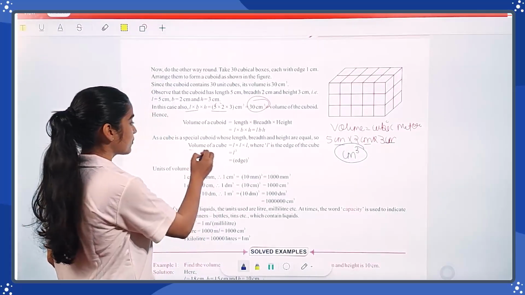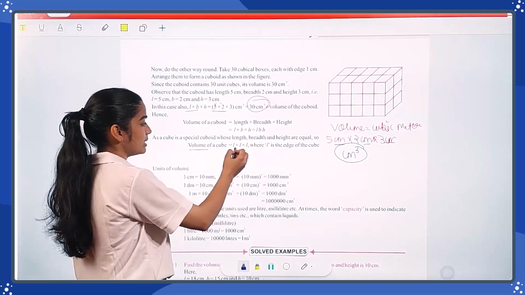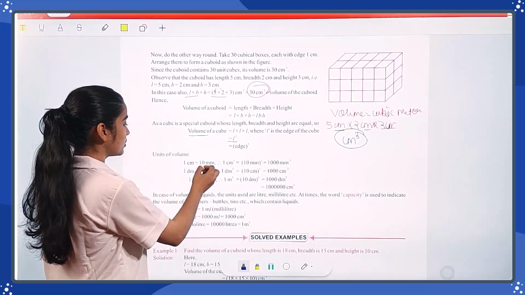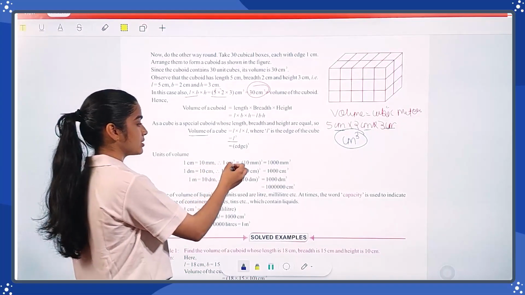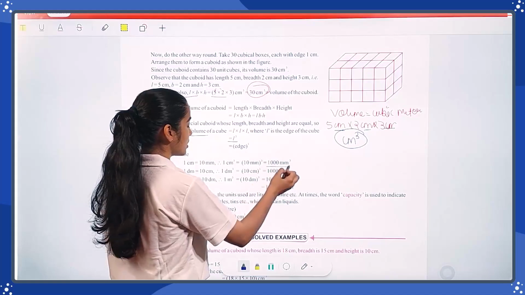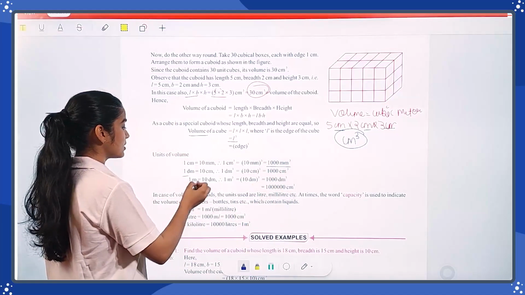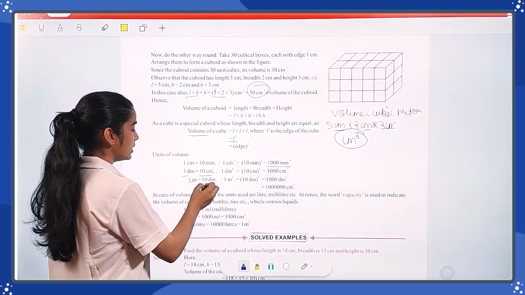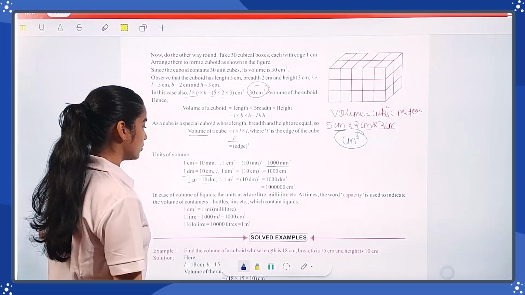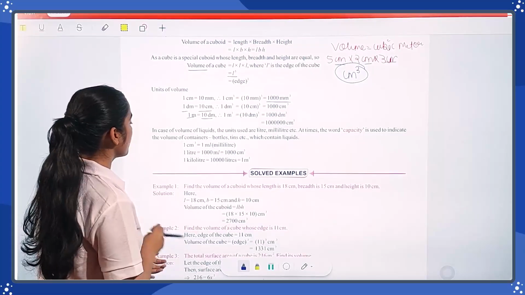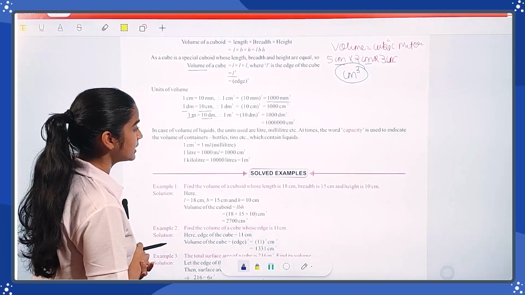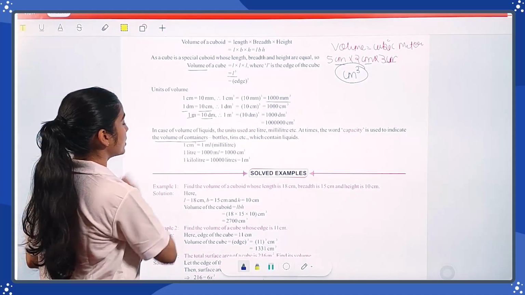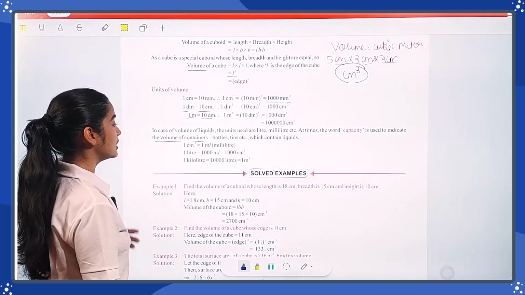Now we have the volume of a cube, which is L cube, L multiplied by L multiplied by L. Now units of volume: 1 centimeter is equal to 10 millimeter, so 1 centimeter cube is 1000 millimeter cube. 1 decimeter is equal to 10 centimeter, and 1 meter is equal to 10 decimeter. In case of volume of liquids, the units are liter, milliliter, etc. At times the word capacity is used to indicate the volume of containers, bottles, tins, etc. which contain liquids.